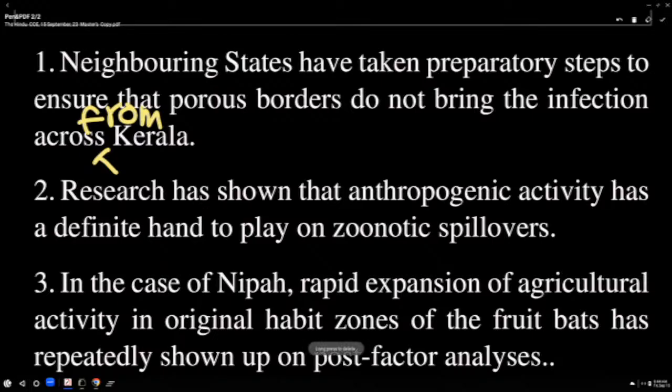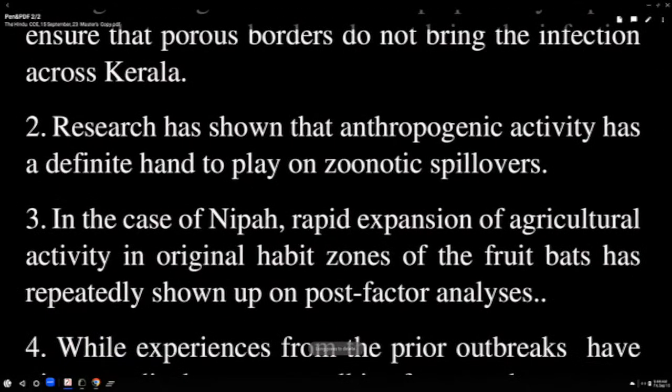Read the second one. Research has shown that anthropogenic activity has a definite hand to play on zoonotic spillovers. First, you underline the expression, a definite hand to play. If you understand that, you can spot the error. It's a standard expression: he has a hand to play in or on. Here the problem is with the preposition. What is the correct preposition? A definite hand to play in zoonotic spillovers. Go to the third one.